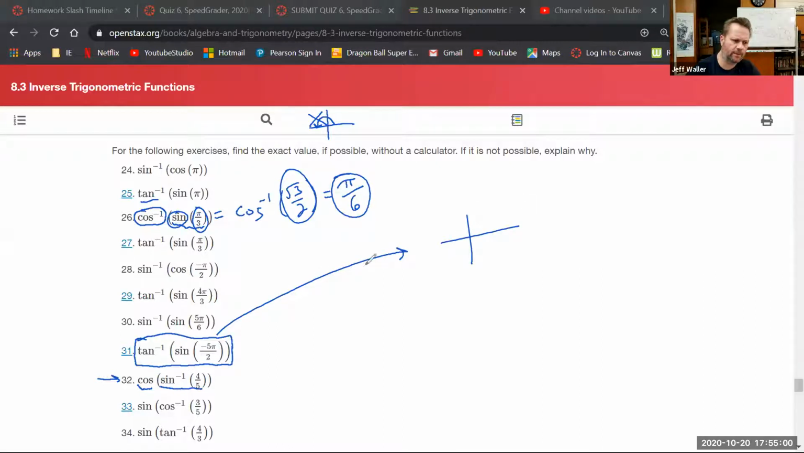So where is negative 5 pi over 2? Where is that? Where do I end up?